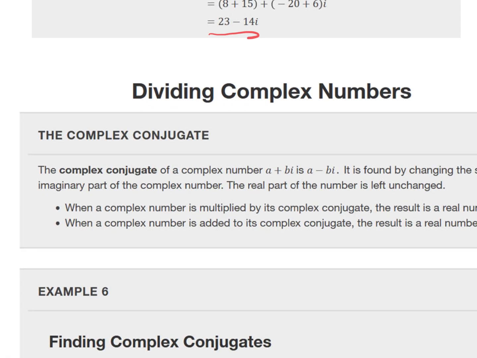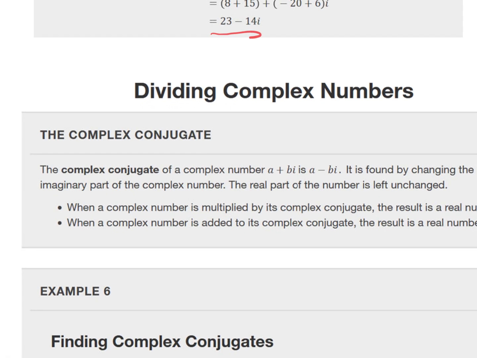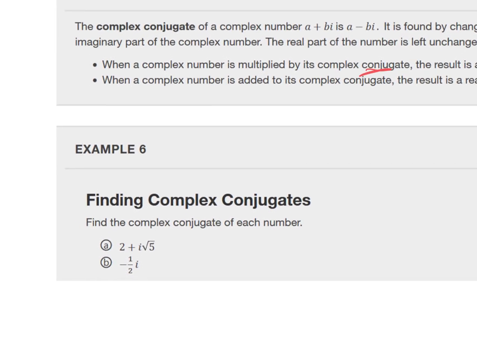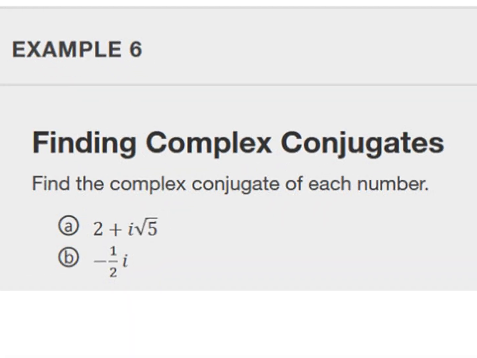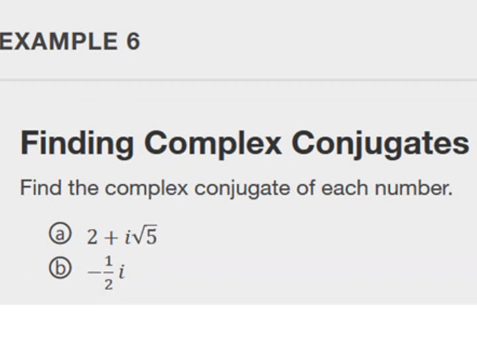Dividing complex numbers. Okay, we're getting a little harder, but we're almost done. We're almost done. Dividing complex numbers. We're going to introduce a word called a conjugate coming up here. You could read all this, but I'm going to show you instead. A conjugate is where you rewrite the same thing, but the symbol here switches.